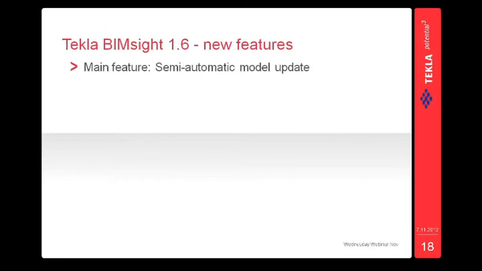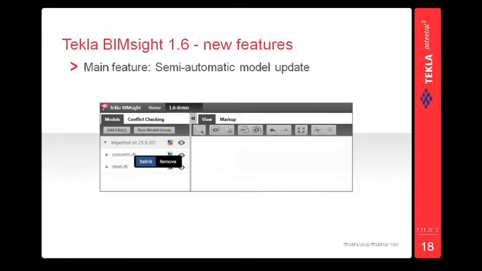It was released about a month ago, and the main new feature in Tekla BIM Sight 1.6 is the improved model relinking, or semi-automatic model update. In previous Tekla BIM Sight versions, if you had revised versions of models, you had to relink the updated models manually one by one to the Tekla BIM Sight project using this relink button. As you can imagine, if you have a huge project, you may have dozens or even hundreds of models, and if you have to update them all at once, it's a very tedious task.